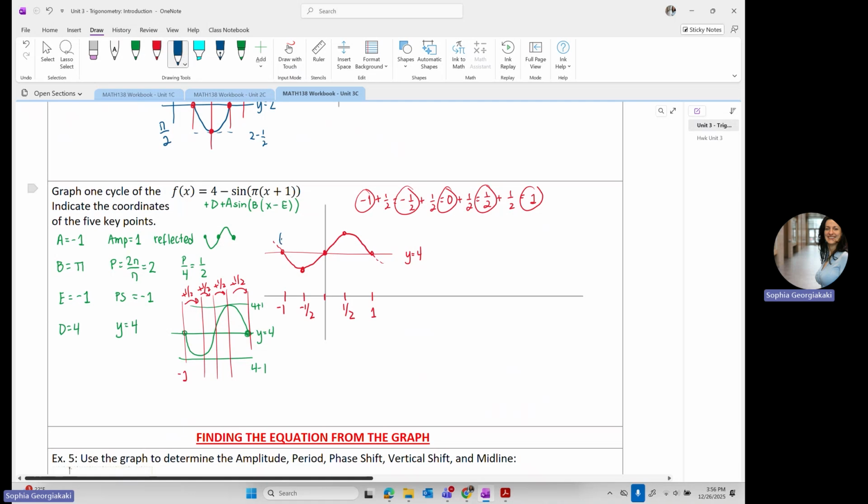So this is -1 with the midline of 4. This is -1/2 with the lowest point of 4 minus 1, which is 3. This is 0 with the midline for y equal to 4. This is 1/2 for x, the highest point, which is 4 plus 1, 5 for y. And this is the rightmost point of the first cycle, 1 for x, and the midline y equal to 4.